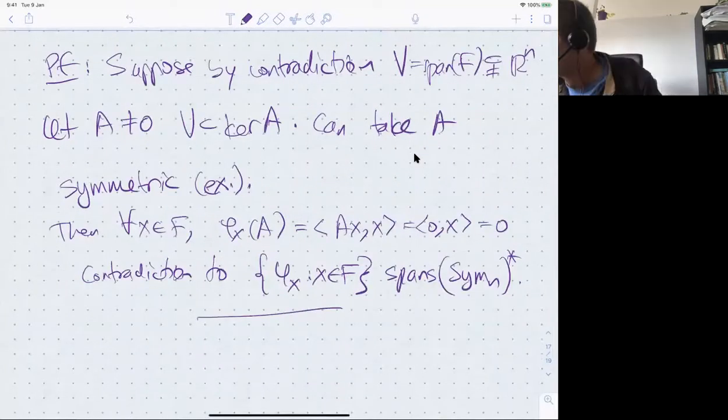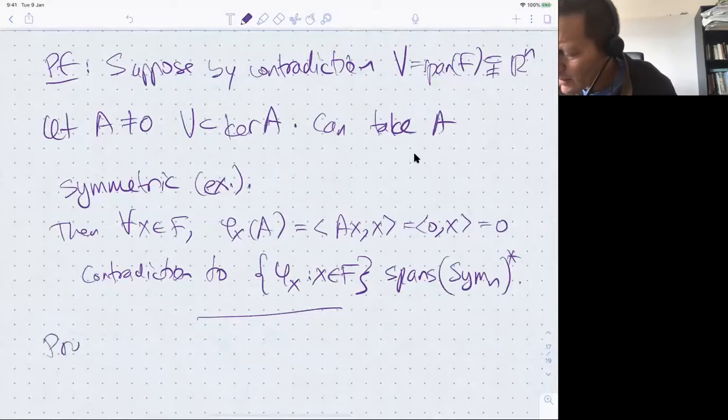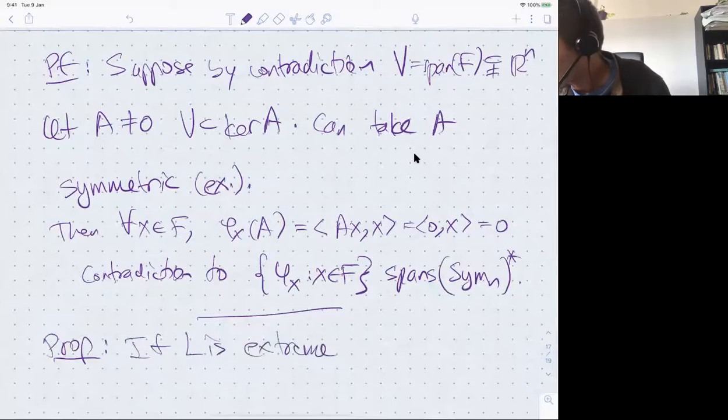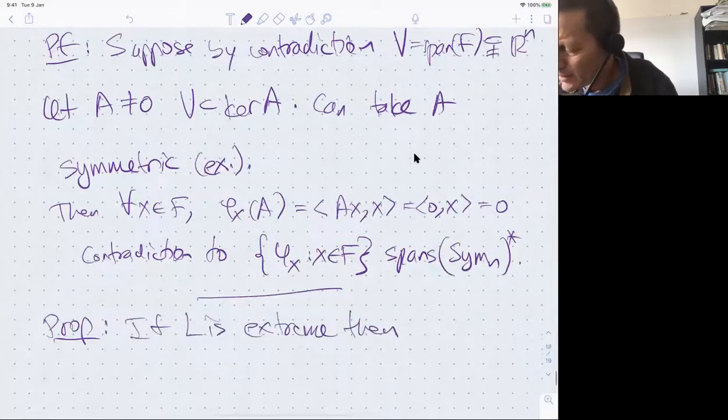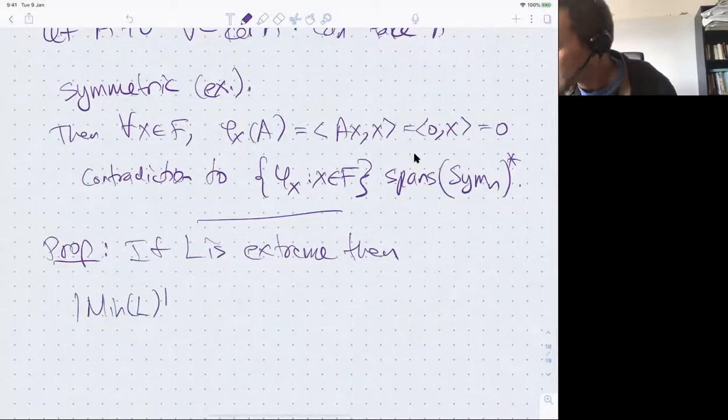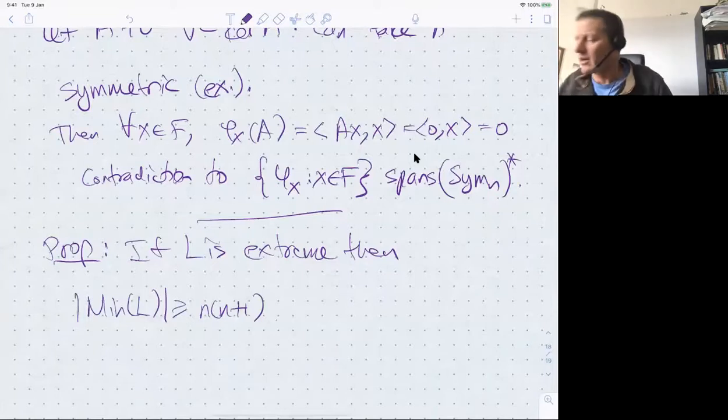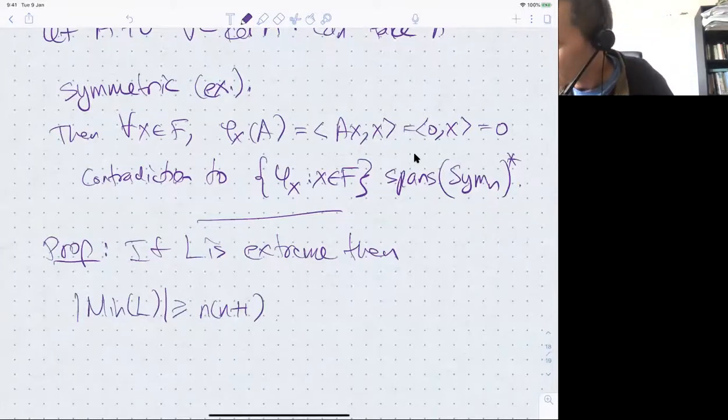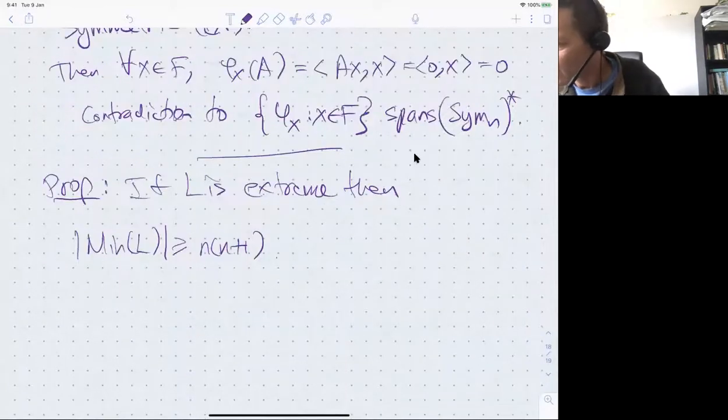So this just shows you that a perfect collection has to have lots of vectors in it, at least enough to generate Rn, but obviously more. Here's another proposition. If L is extreme, then the size of the collection of minimizers is at least n times n plus 1 vectors for the lattice L.